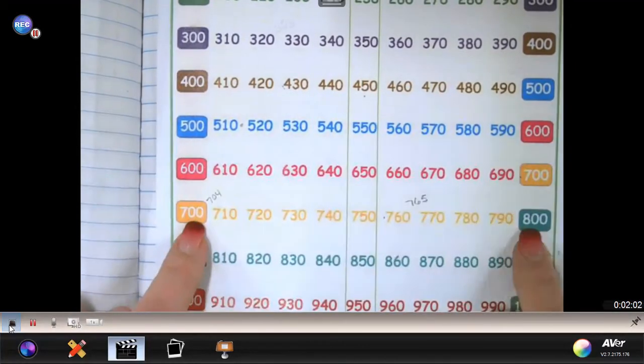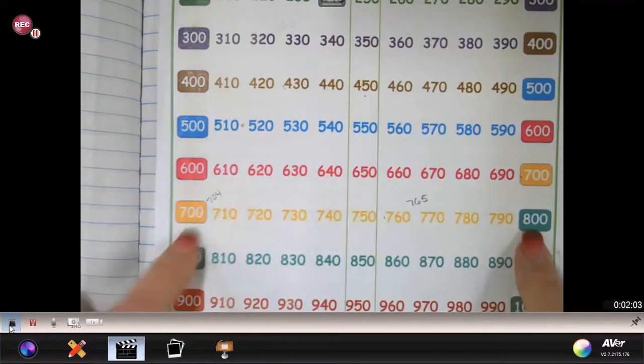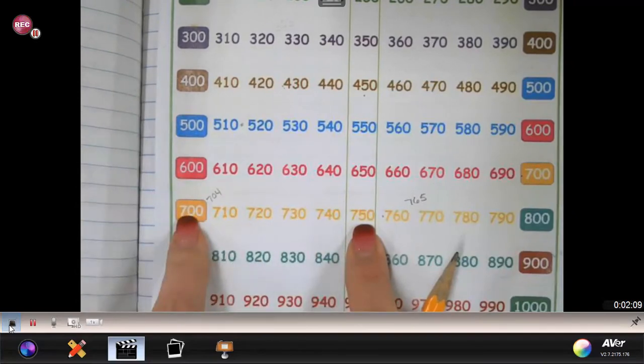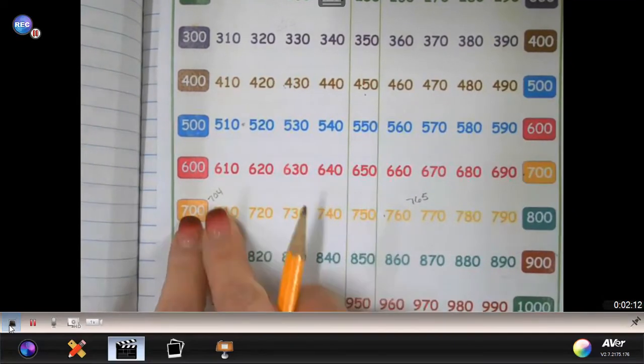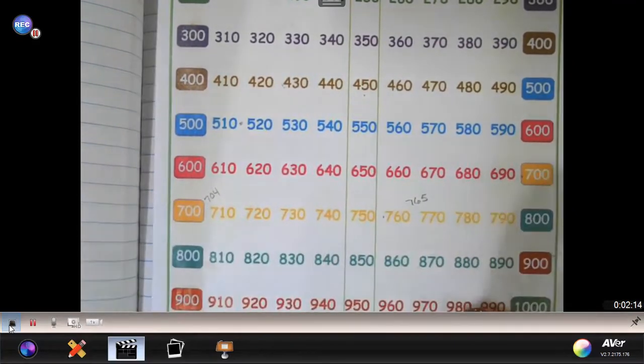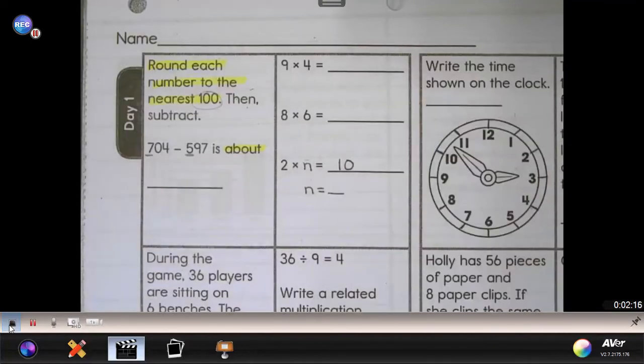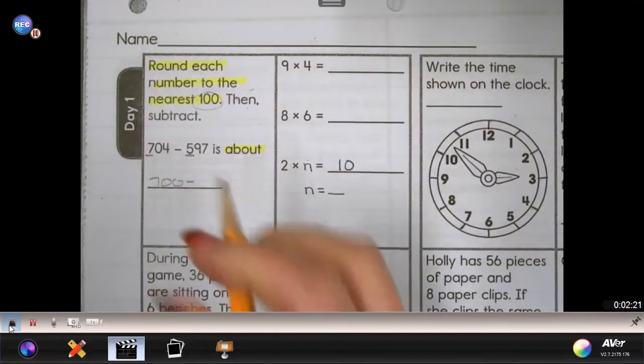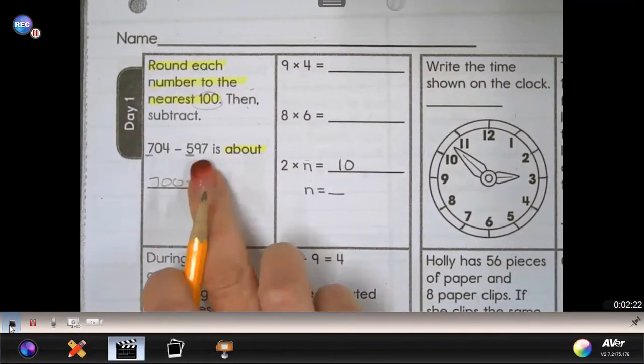If we were rounding to the closest 100, remember 50 is in the middle of our hundreds place. And so we would round down to 700 because it's close to 700. It's only 4 away, right? So 700 minus, now we're going to look at 567.